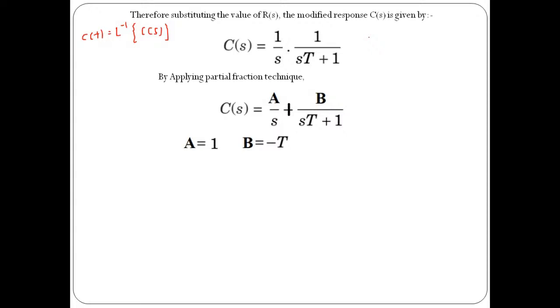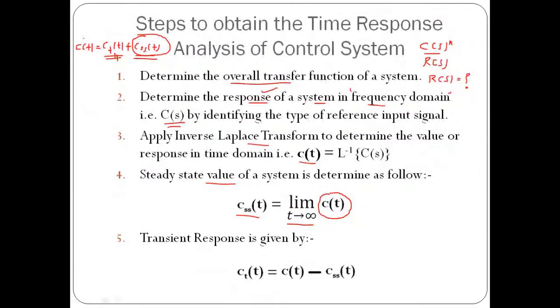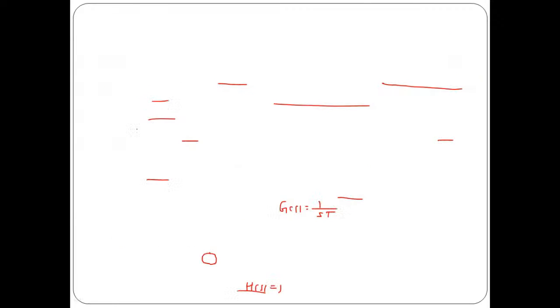If you apply the partial fraction technique, you will get the value of A as 1 and B as minus T. Put them over here. So this will be the response of the system, but in frequency domain. So this is, I think, our step number 3. Let me check whether it is step number 3 or step number 4. It is step number 2. In step number 1, we have to calculate the overall transfer function. And in step number 2, we have to calculate C of s in frequency domain, that we have done. And now we need to apply inverse Laplace to find C of t, that means the response in time domain.